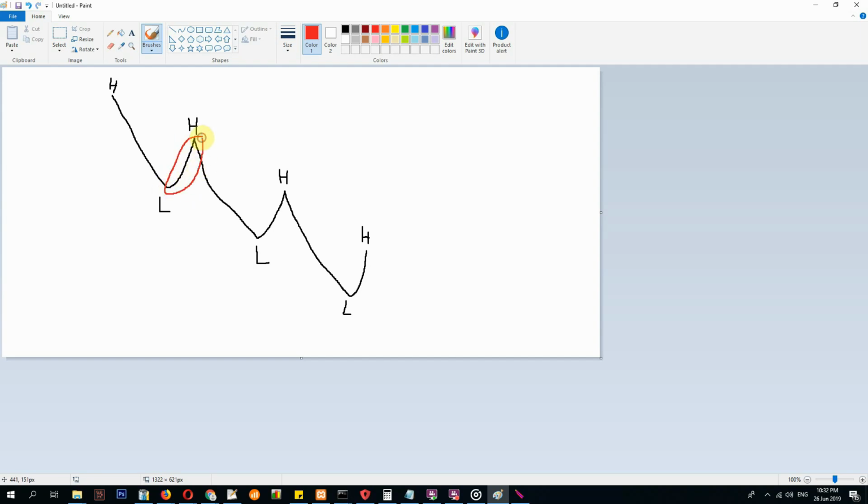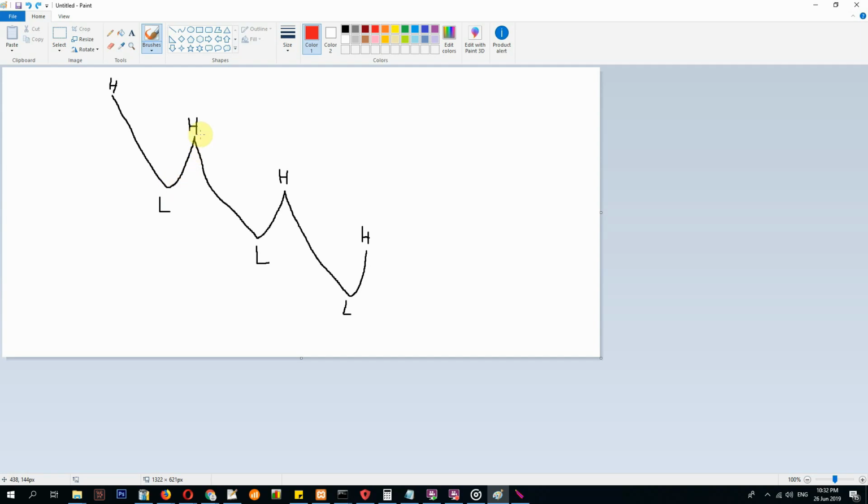That's how the market moves. It doesn't just move straight up or straight down. It goes impulse and retracement. Notice that the impulse is always longer in terms of length compared to the retracement.